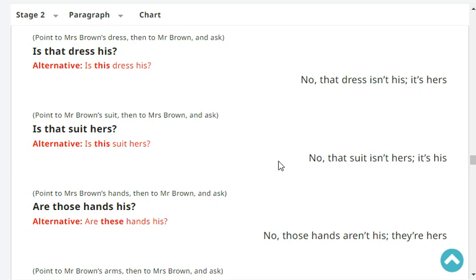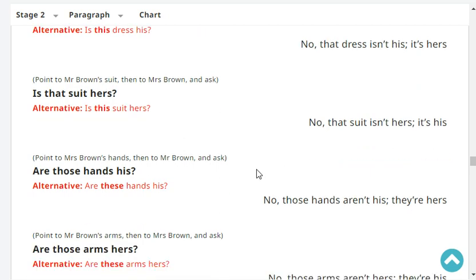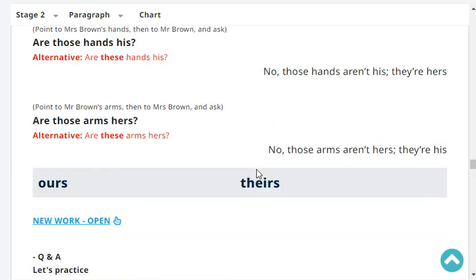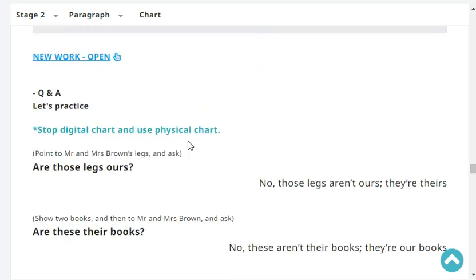Are those hands his? No, those hands aren't his. They're hers. They are hers. Are those arms hers? No, those arms aren't hers. They're his. They are his. Very good.